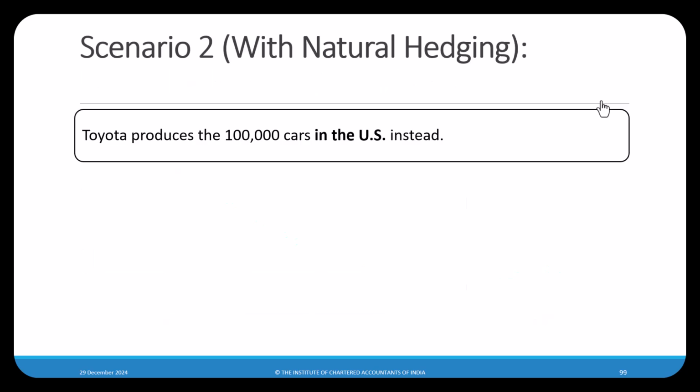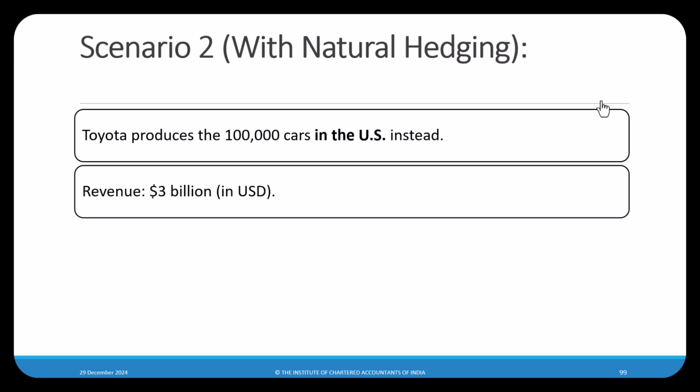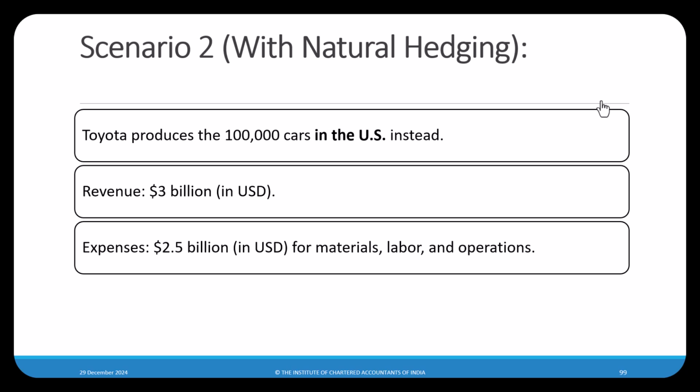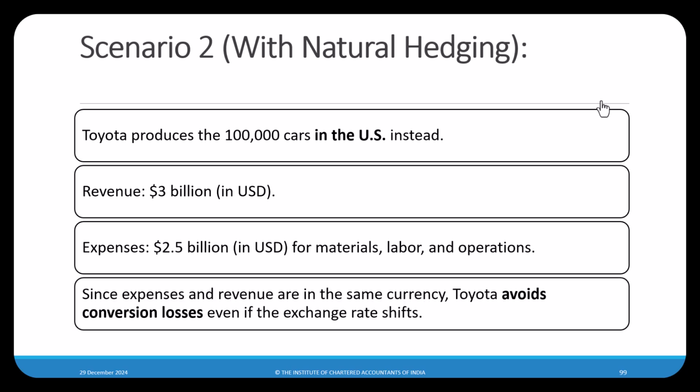So scenario 2, with natural hedging. Toyota produces 1 lakh cars in the US instead. Revenue 3 billion USD, expenses 2.5 billion USD, because all the money has been spent in the US, not in Japan, okay. Since expenses and revenue are in the same currency, Toyota avoids conversion losses even if the exchange rate shifts.